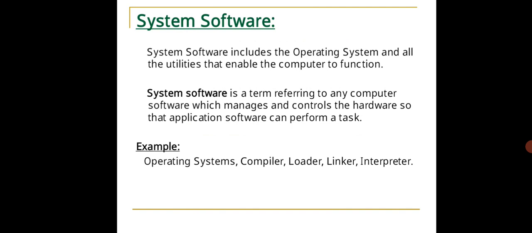System software includes the operating system and all the utilities that enable the computer to function. System software is also a term referring to any computer software which manages and controls the hardware so that application software can perform a task. The examples of system software are operating systems, compiler, loader, linker, and interpreter.